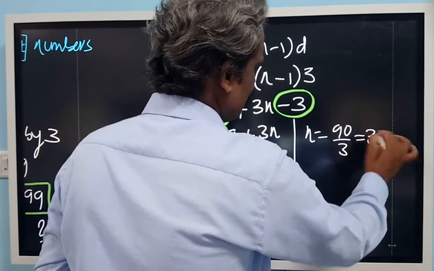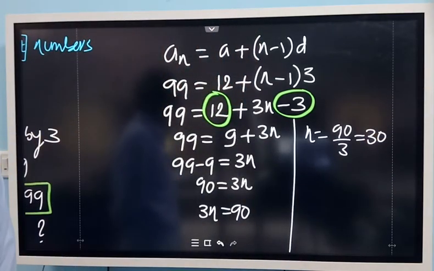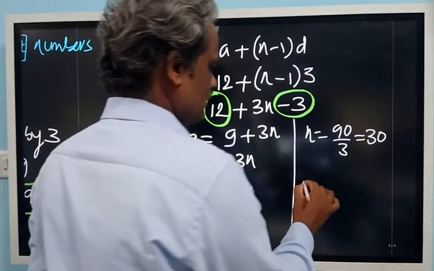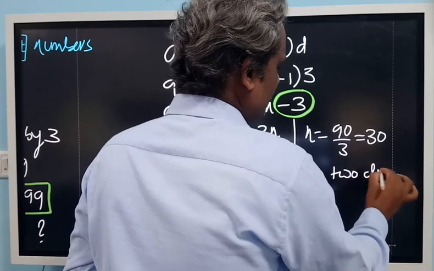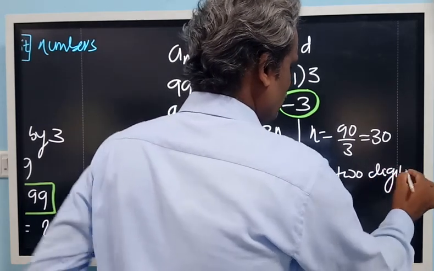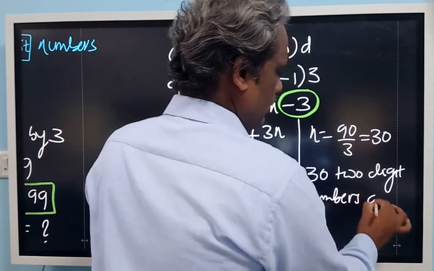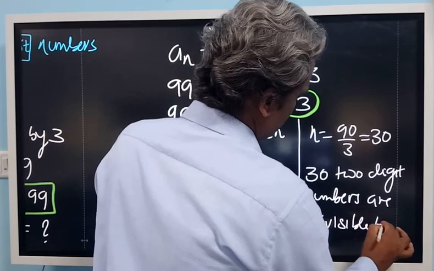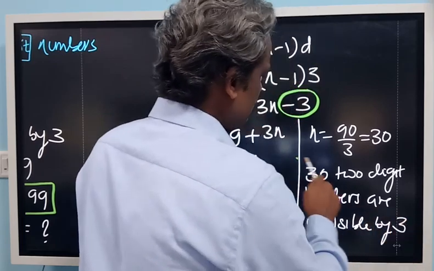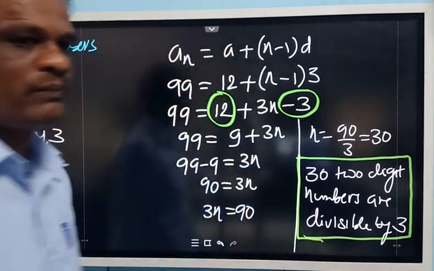It is 30. So how many terms are there? How many terms are divisible by 3? 30. 30 two-digit numbers are divisible by 3. So this is the conclusion. We have 30 two-digit numbers which are divisible by 3.